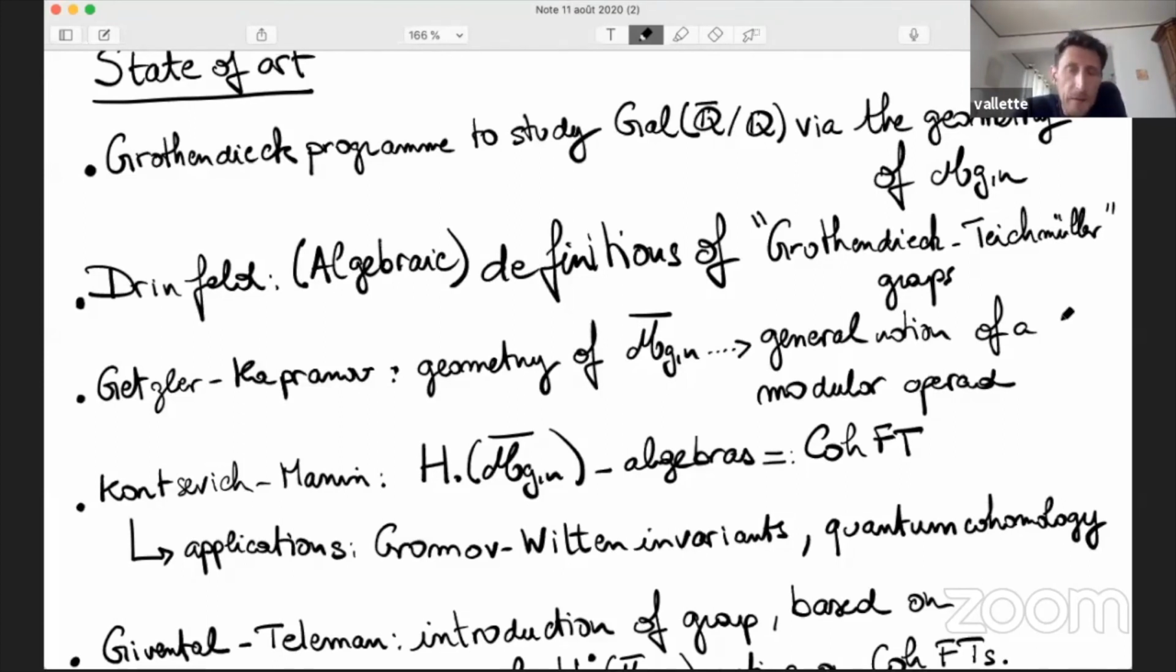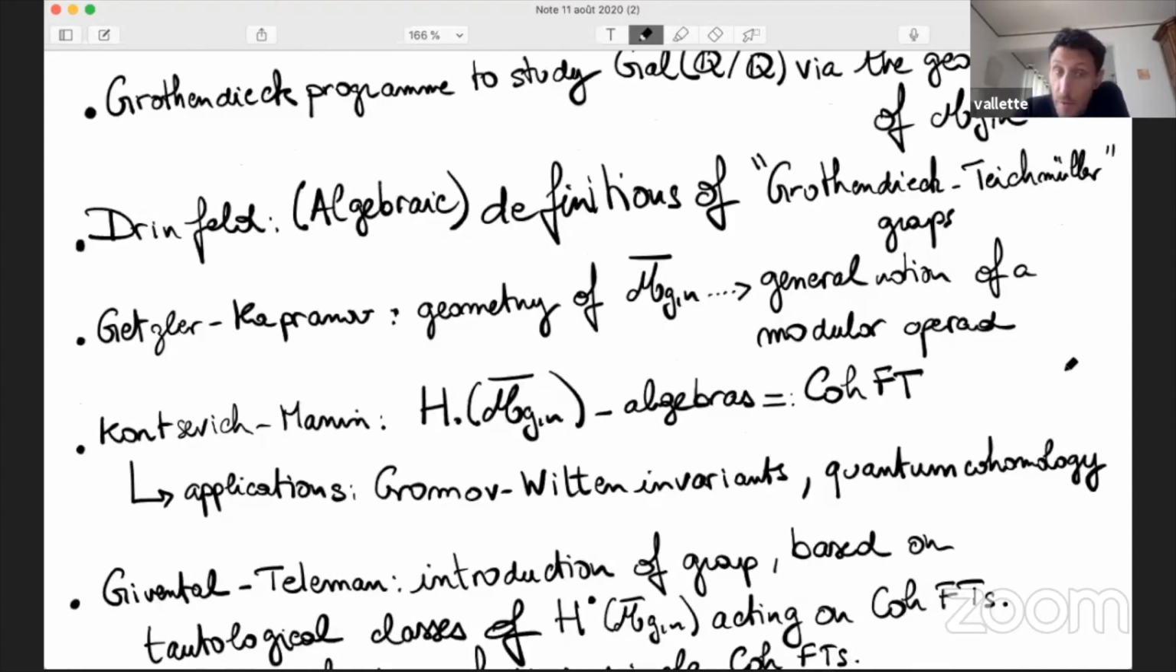When you look at the geometry of this very particular example, Getzler and Kapranov in '94 came up with a general notion of a modular operad. This is a notion which extends the notion of an operad, which is the main topic of this conference. But there is something more. By modular, you have an extra structure that you do not have on the operad level. Fair enough. So this is a rich domain.